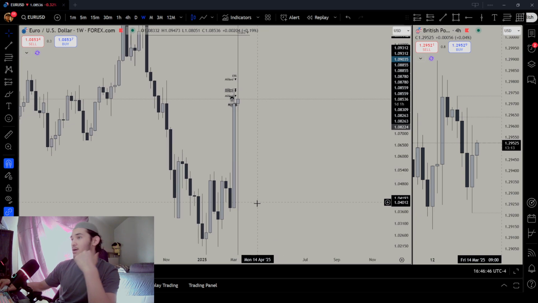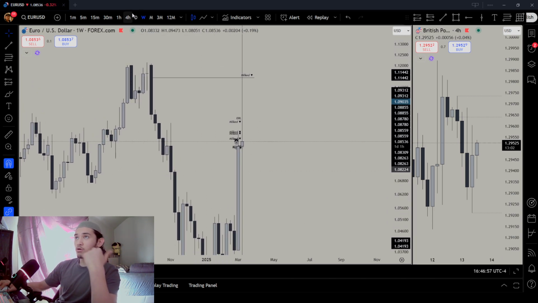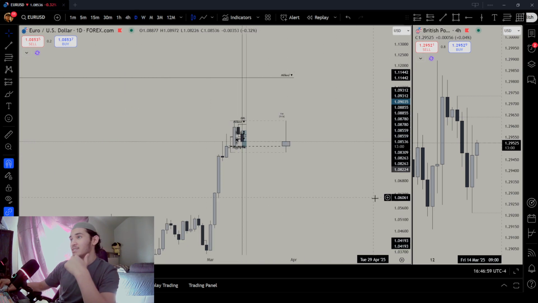To the bear side, I do not believe we're going to go all the way down here. We could possibly retrace the 50% mark of the CRT and push it back up, but I believe we will not be going all the way down. On the higher time frame, it wants to go up, so we're going to go with the bias of the higher time frame. On the daily, this is where I got my bias.